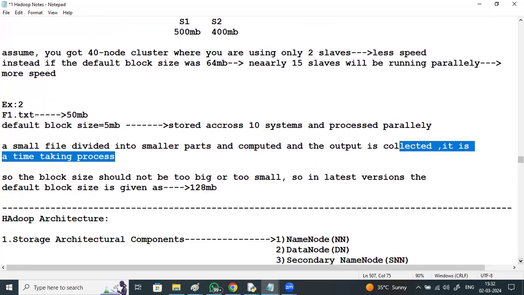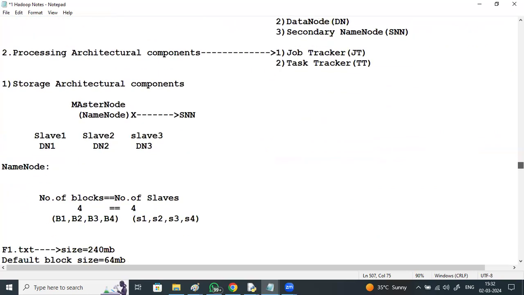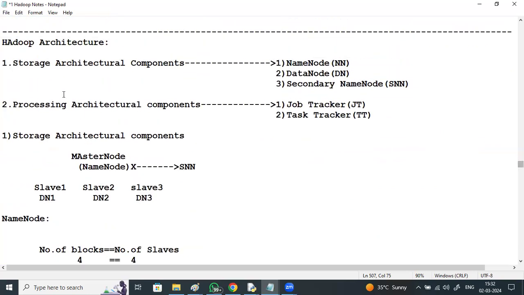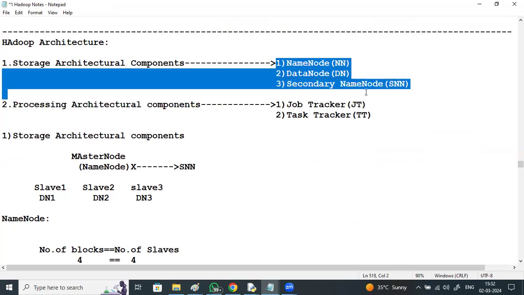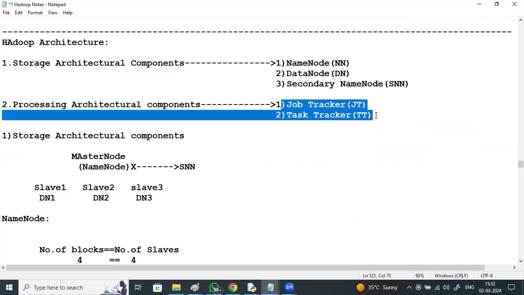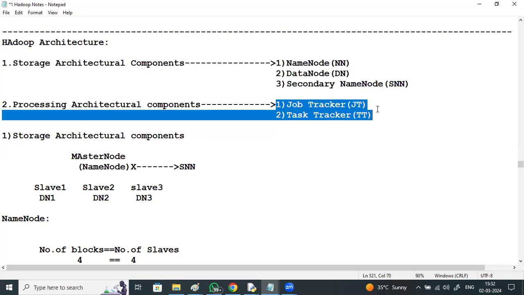This is the Hadoop architecture: storage architectural components and processing architectural components. The storage architectural components are the name node, data node, and secondary name node. The processing architectural components are the job tracker and task tracker.